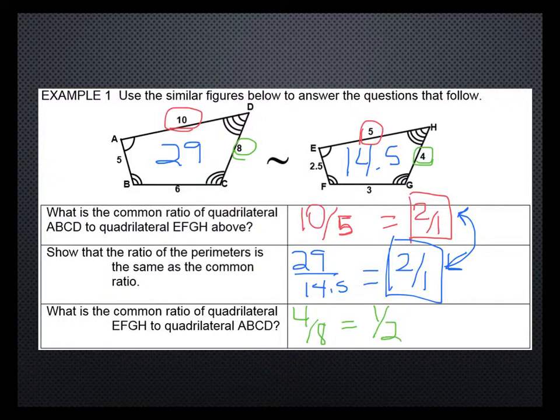If you'll notice, the first example, or the first part of this example we did, went large to small. This one went small to large. And that's what gives us the difference in those fractions.